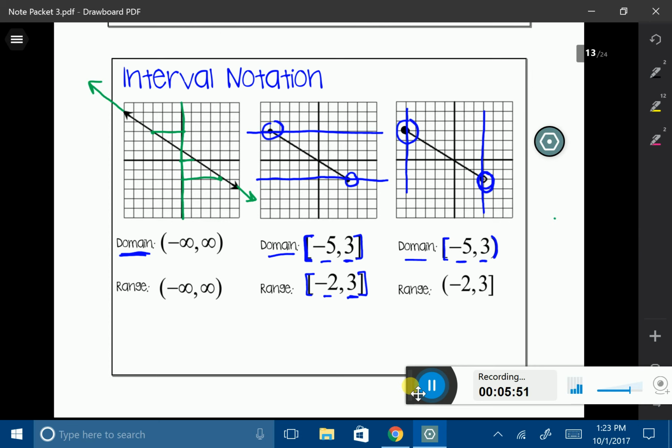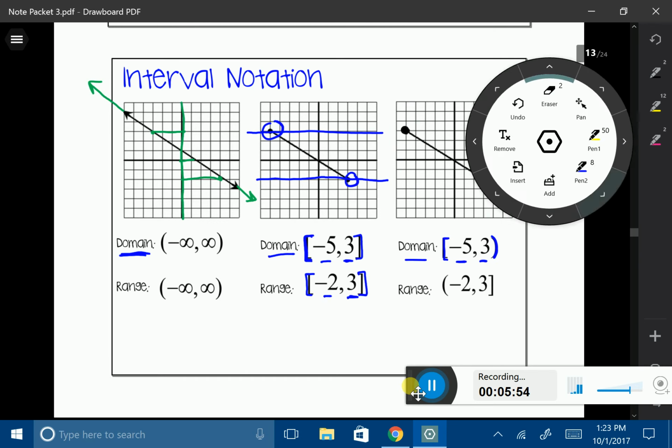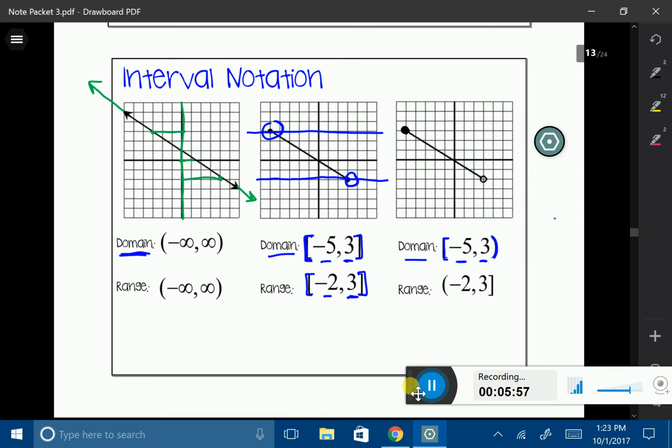Likewise, for the range, it works the same exact way, but this time I'm going to be working with my y-axis. So my highest y value is going to be 3, and my lowest y value is going to be -2. Since my 3 is an included value, you can see that I indicated a bracket with a 3. And since my lowest y value of -2 is not included, I incorporated a parenthesis. Okay, so that's the basics of those two notations.